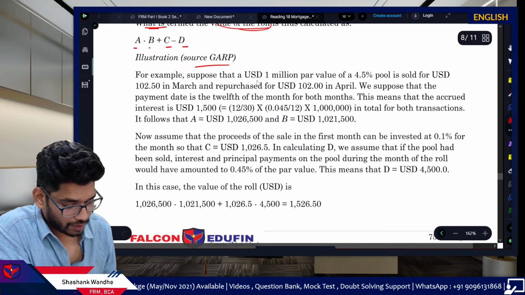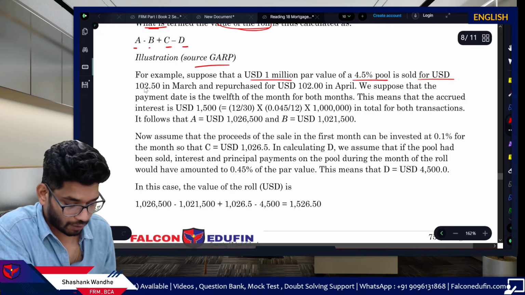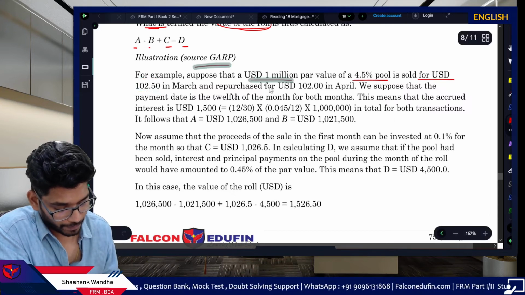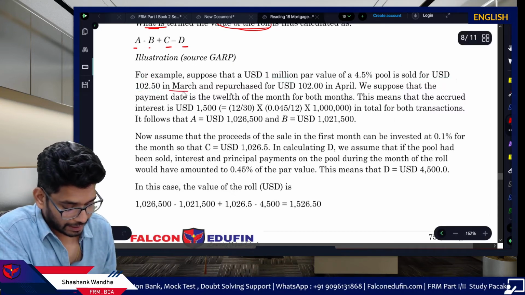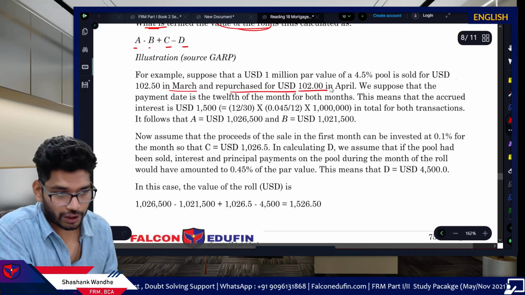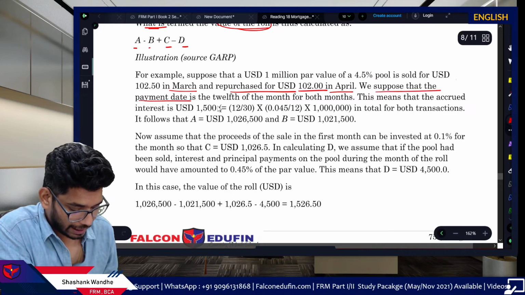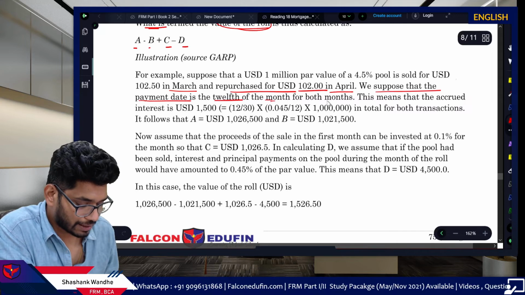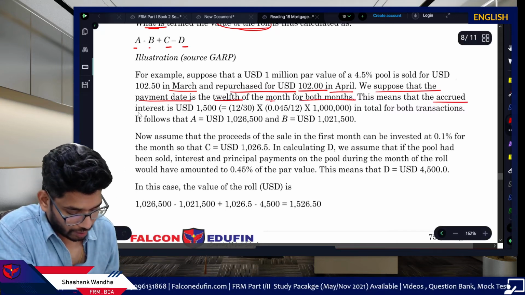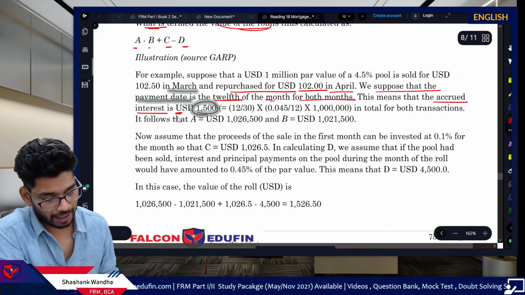For example, suppose that USD 1 million par value of a 4.5% pool is sold for USD 102.50 in March and repurchased for USD 102.00 in April. We suppose that the payment date is the 12th of the month for both months, and this means that the accrued interest is USD 1500. How is this 1500 calculated?